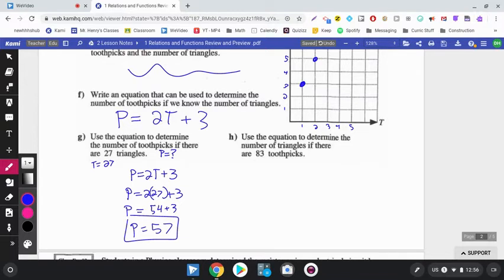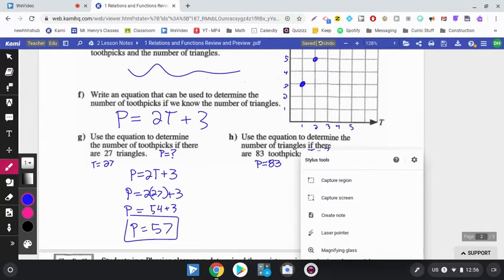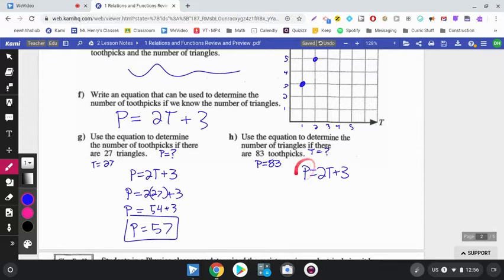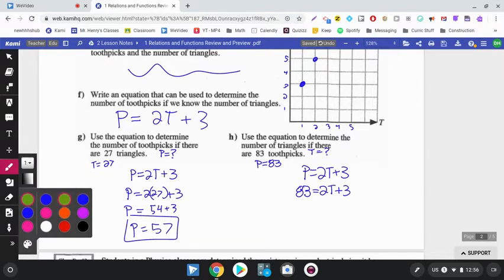Next one says use the equation to determine the number of triangles. So that's saying T is your question mark if you have 83 toothpicks. So this one, if I look at my equation, I actually have P. I have P is equal to 83, and I'm looking for that piece kind of on the inside. Replace P with a number you know. And then this would be an algebraic problem where I have to work backwards and I have to solve, which I can totally do. Take away 3, take away 3.